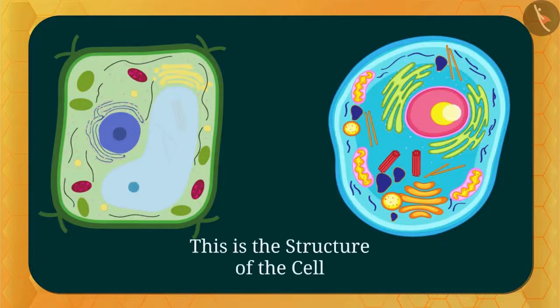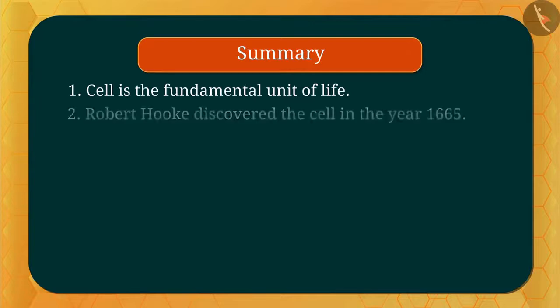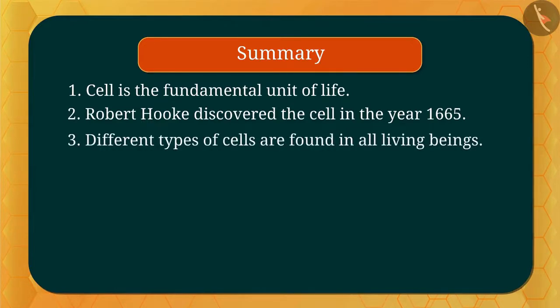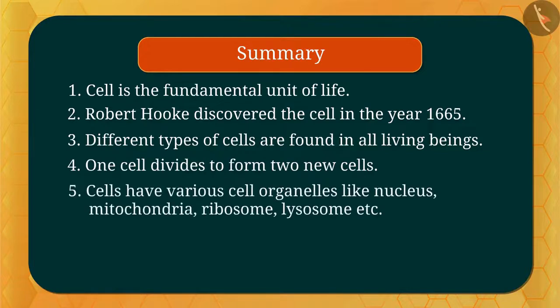So friends, this is all about the structure of the cell. So what did we learn in this video? Cell is the fundamental unit of life. Robert Hooke discovered the cell in the year 1665. Different types of cells are found in all living beings. One cell divides to form two new cells. Cells have various cell organelles like nucleus, mitochondria, ribosome, lysosome, etc. Now, we will learn about cell envelope and osmosis.